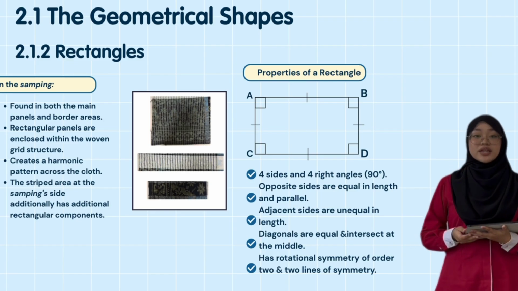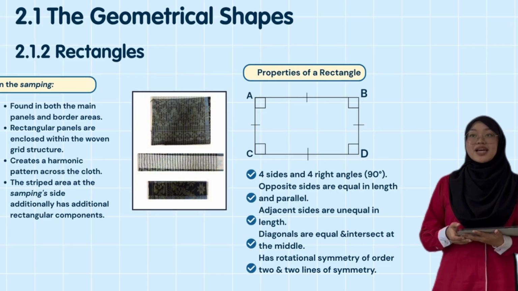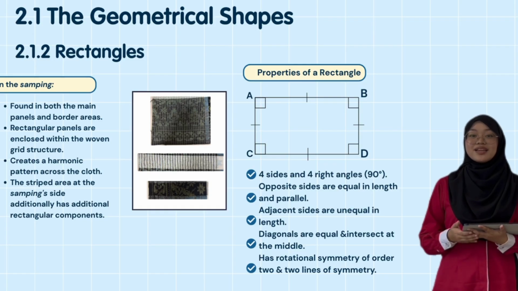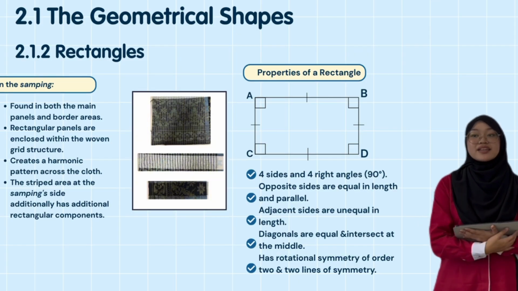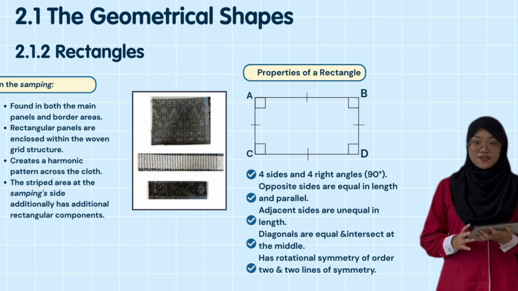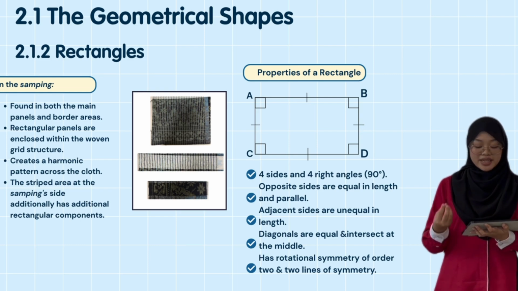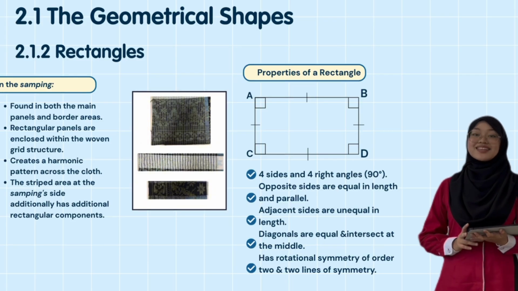The properties of the rectangle are that it is a 2-dimensional geometric figure with 4 sides and 4 right angles, where opposite sides are equal in length and parallel. Meanwhile, the adjacent sides are unequal in length, and the diagonals are equal and intersect at the middle. It has rotational symmetry of order 2 and 2 lines of symmetry. Therefore, rectangular panels in the woven samping help in arranging the motifs and give the textile design a more organized appearance. This contributes to the total symmetry of the textile design.